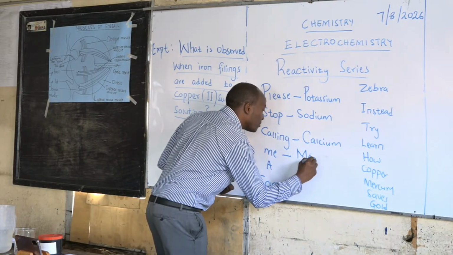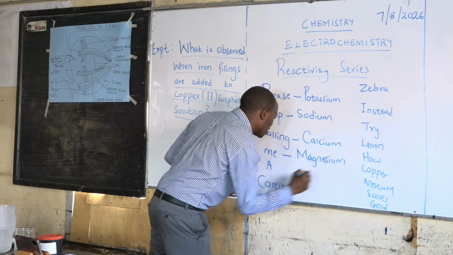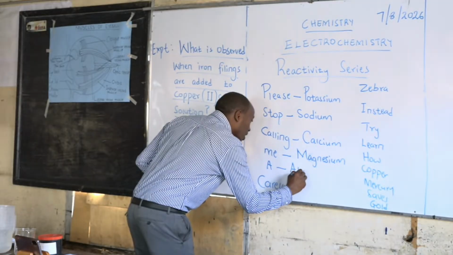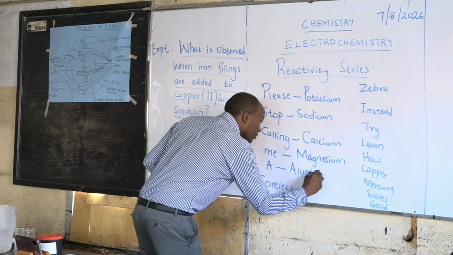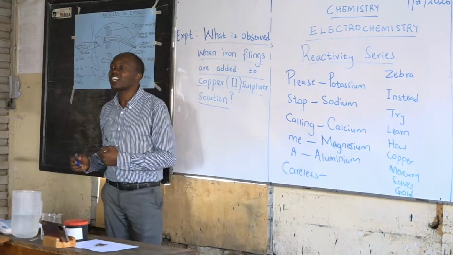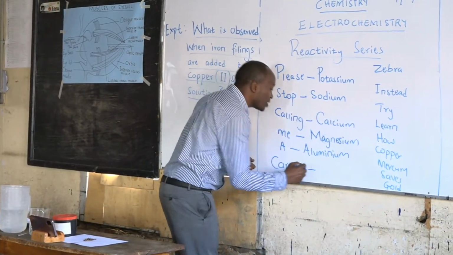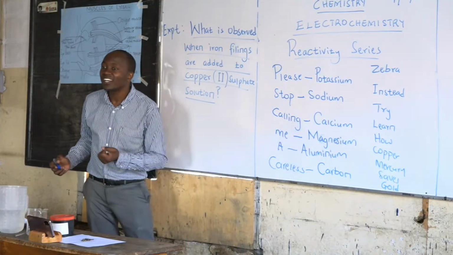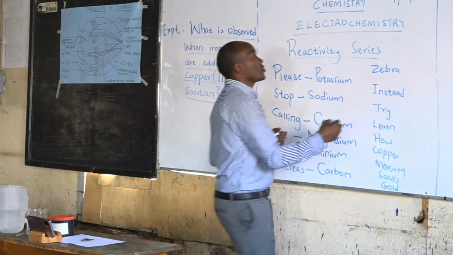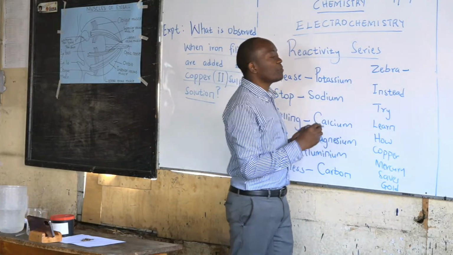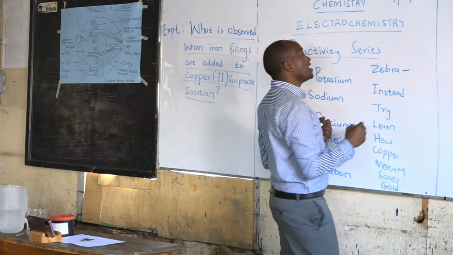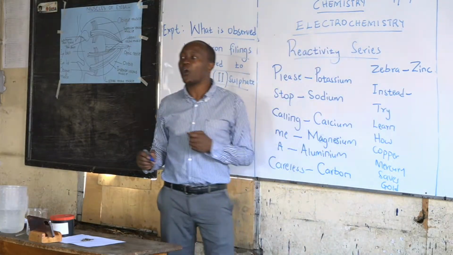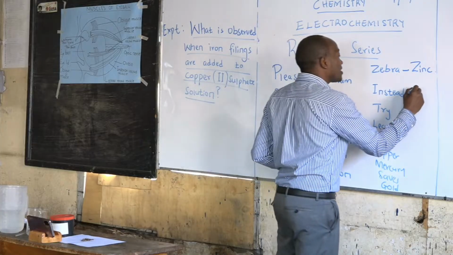We have magnesium, followed by aluminium, that's good. Then carbon. So in the reactivity series we have this non-metal by the name carbon. What is the chemical symbol for carbon? Capital letter C, correct. So zebra goes for zinc. What is the chemical symbol for zinc? Capital Z, small letter n. So this is zinc. Nice. Now instead goes for iron. So we have iron.